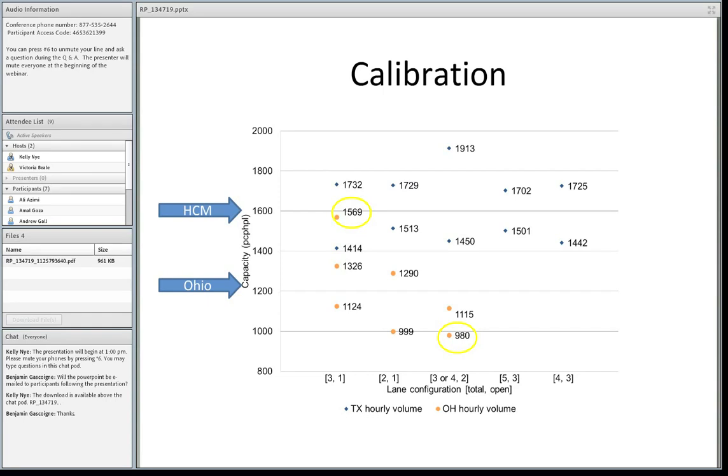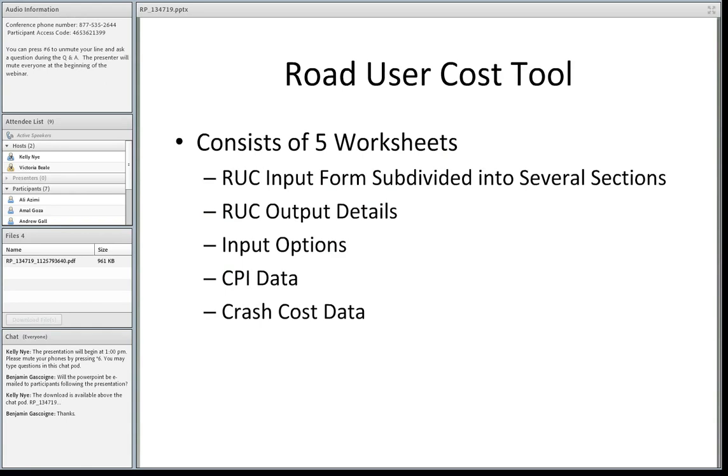All right, so when we look at the road user cost tool, we're trying to capture all of the road user cost elements that have been identified with the Federal Highway Administration within 5 worksheets. The main worksheet that we're going to go into pretty heavily detailed is the RUC input form, and it itself is subdivided into several sections to make it easier for the user to know where to enter information. The RUC output details is very detailed information regarding the output of that work zone that is all generated from the input data. Input options allow the users to be able to change what options are available.